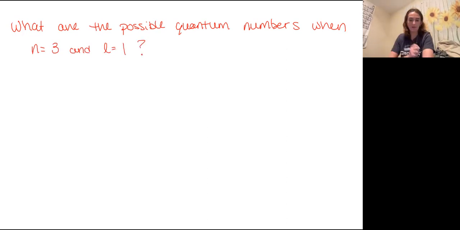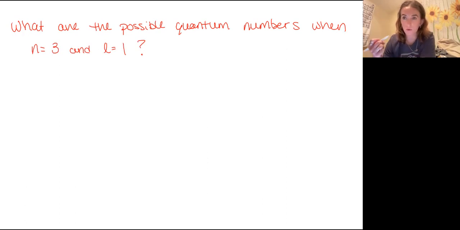Okay, let's start with this question. I want to know, what are the possible quantum numbers when n is equal to 3 and l is equal to 1? Take some time and think about what your m sub l and your m sub s could be for these. I'll give you about a minute to think on your own, and then we can talk about it, and then I'll give you another question.